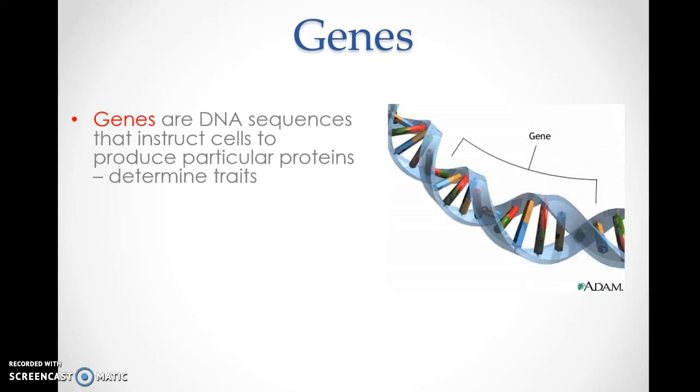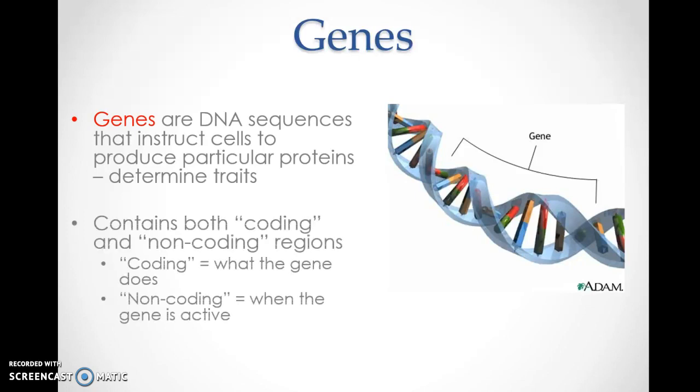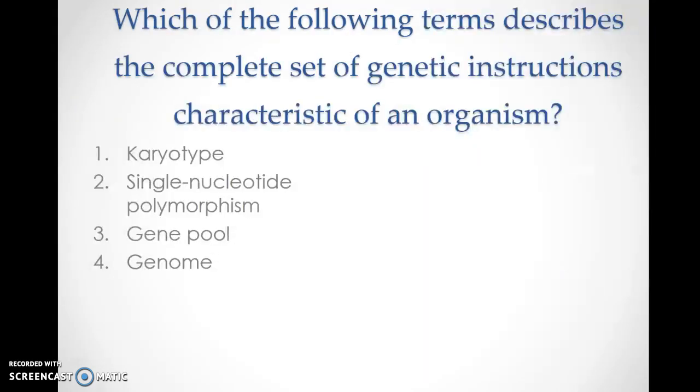Your genes are specific sequences that are directing your cells to make certain proteins. And I said that your DNA contains both coding and non-coding regions. Coding regions are what the gene is, and the non-coding regions are the areas that are turning your genes on and off, like, yes, it's time to make this protein, or no, it's not time to make this protein.